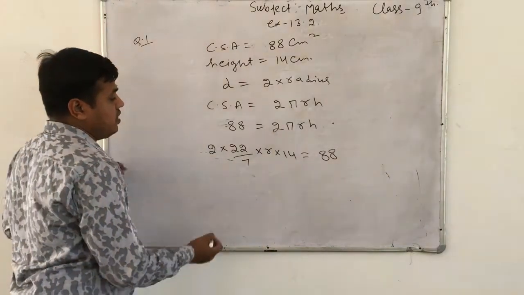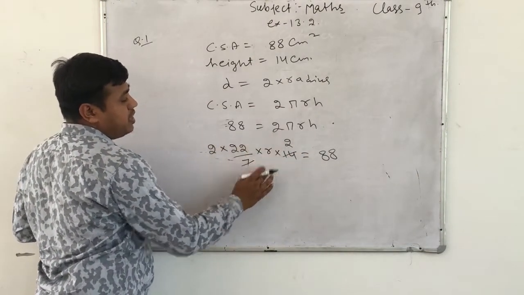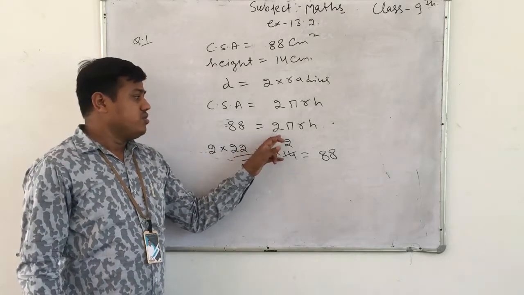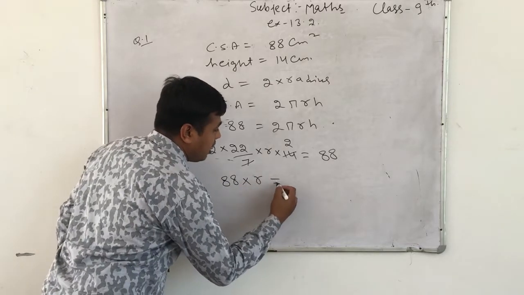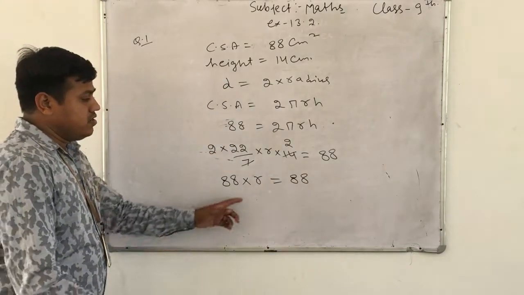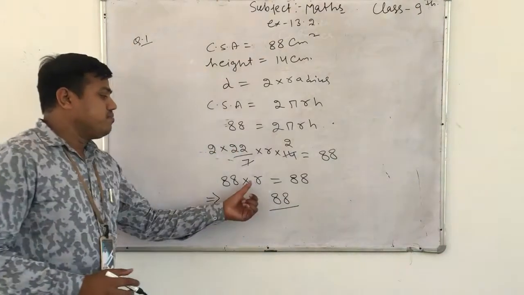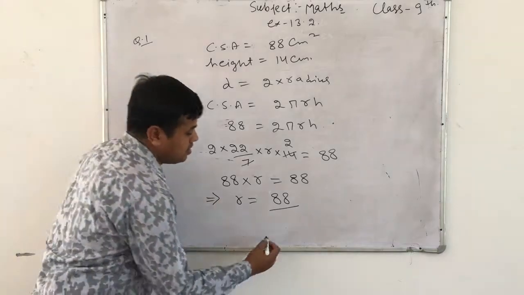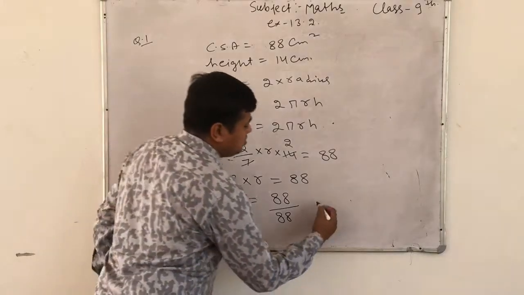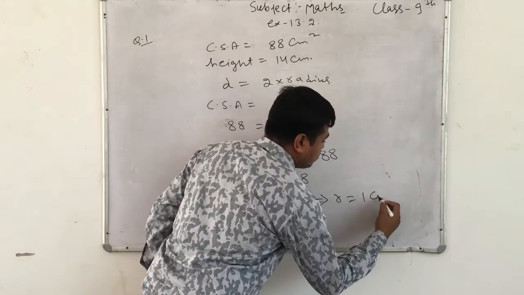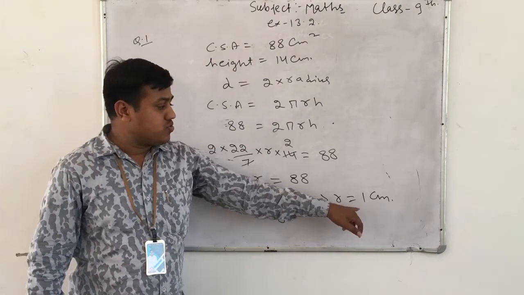So after calculation we have got 7 into 14 is 2. 2 multiply 22 multiply 2, that is 4. 4 multiply 22 gives 88. Multiply with r is equal to 88. We have to find r. This implies that r is equal to 88 divided by 88. The multiplying 88 will shift and go to divide, and 88 divided by 88 we get 1. This implies that r is equal to 1 centimeter. This is the final answer. r is equal to 1 centimeter.